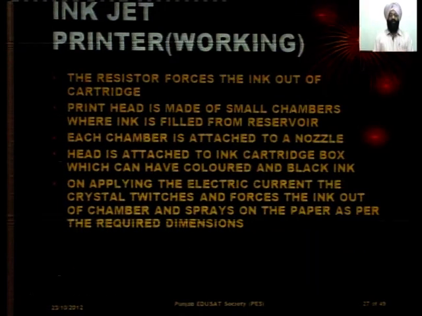The working of the inkjet printer is explained here. The resistor forces the ink out of the cartridge. The resistor which we are using is a small resistor, and it forces the ink to come out of the cartridge. The print head is made of small chambers where ink is filled from the reservoir. Each chamber is attached to a nozzle. The head is attached to an ink cartridge box which can have colored or black ink.